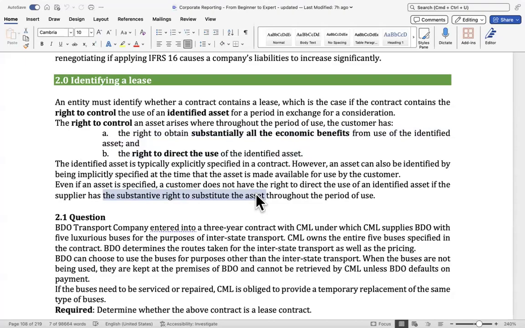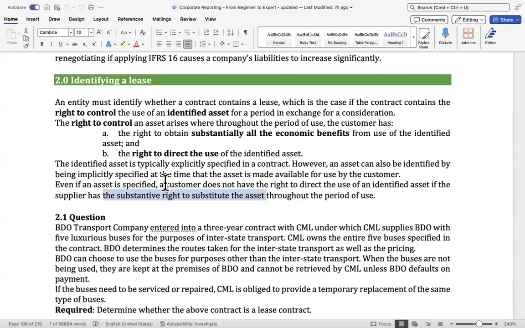Of course, events could happen that will necessitate temporary substitution, like where there is damage on the asset and it needs to be repaired. That is quite understandable. Probably they give the lessee an asset pending when the original underlying asset is repaired. So that is allowed. Other than that, no, it cannot be substituted.